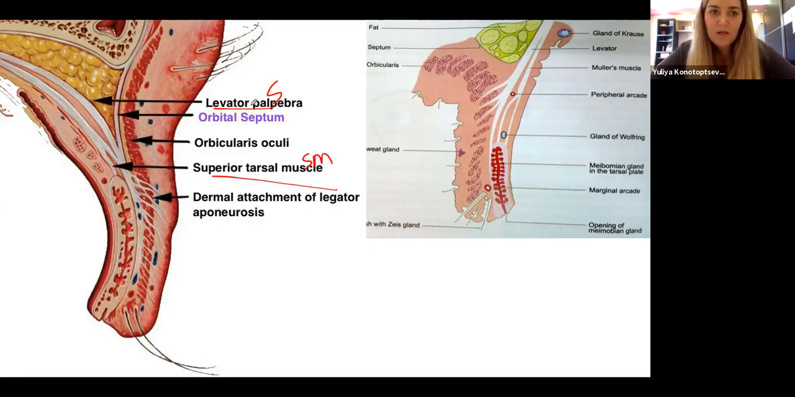Levator palpebral muscle has a tendon which attaches to the tarsal part. Remember we said tarsal part is the dense connective tissue right here. This dense connective tissue contains meibomian gland. So the tendon of the levator palpebral will be attaching to the tarsal part right here.